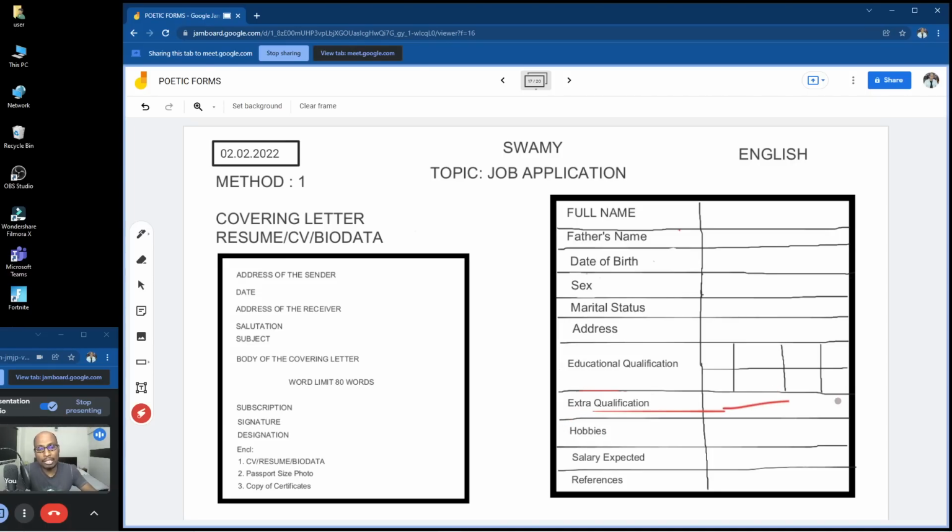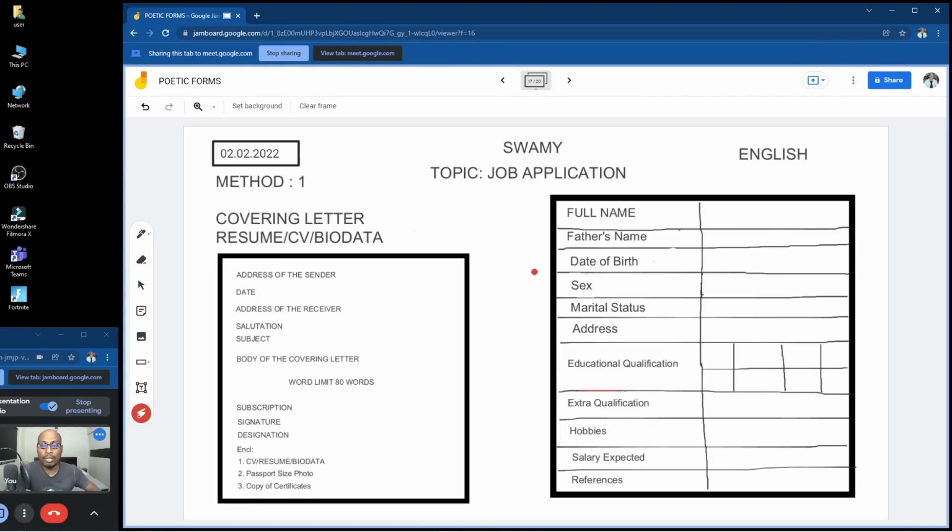Extra qualification, if it is given, you can write extra qualification. Hobbies also, according to the job mentioned, you have to specify the hobbies. Don't forget to write salary expected. And references, from the exam point of view, if they ask you about references and the option comes as employees who are already working in the organization, you should select that option, because reference means whenever we are going to apply for any job, the reference is given by those people who are already working in that organization, so that they can select the candidates.